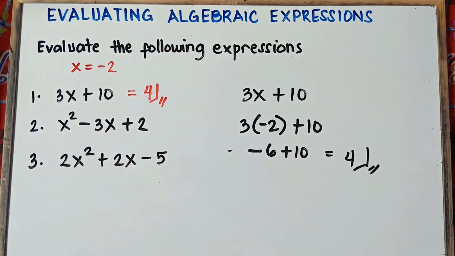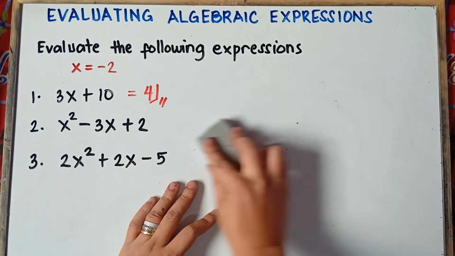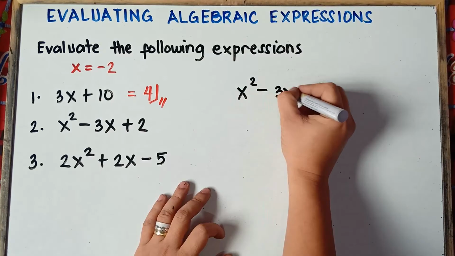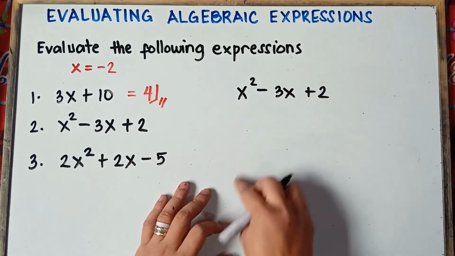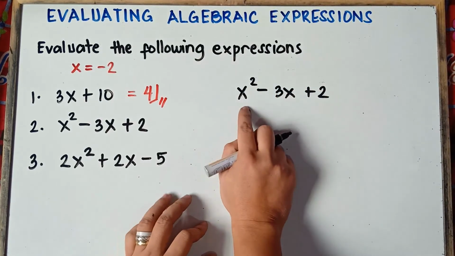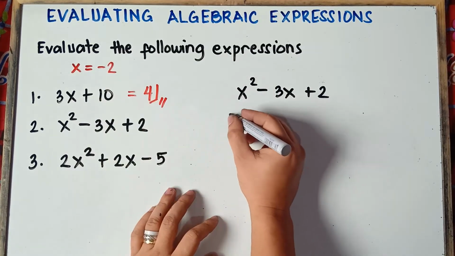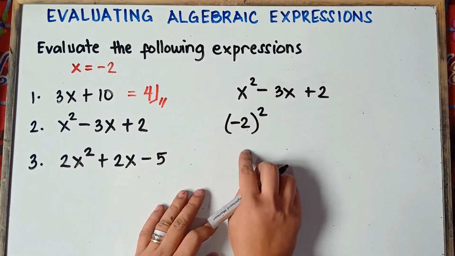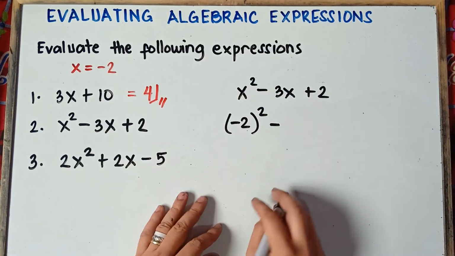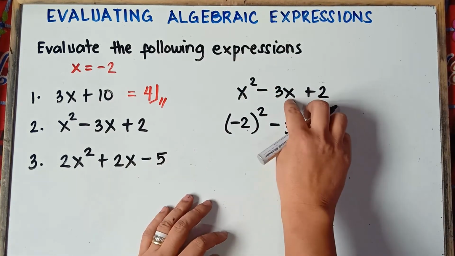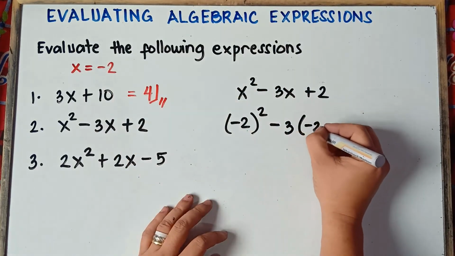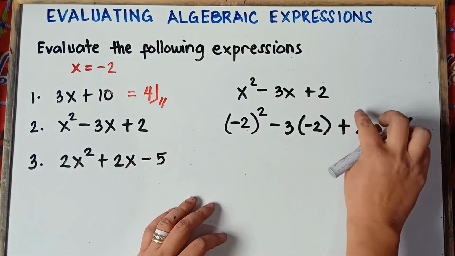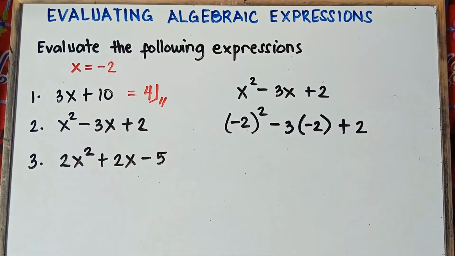Alright, so let's have example number 2. So we have given x squared minus 3x plus 2. Once again, the value of x is negative 2. So negative 2, then do not forget squared. So negative 2, and then do not forget squared, class. So negative 2 squared minus, copy 3. The x value is negative 2. So this will be negative 3 times negative 2. And then plus 2.